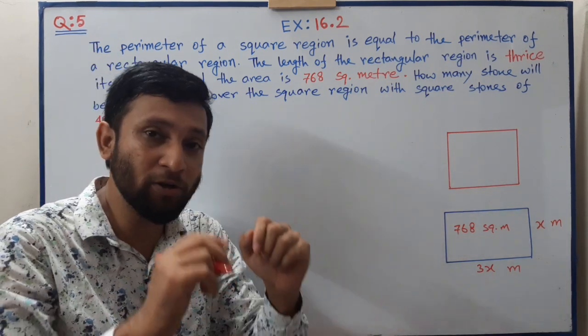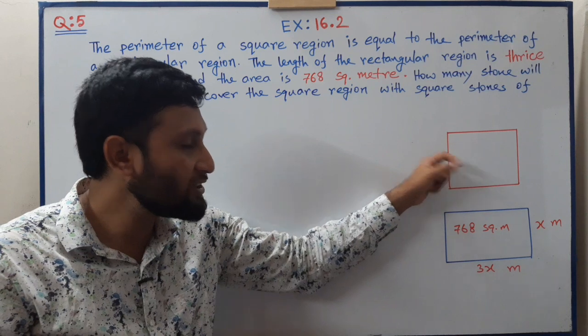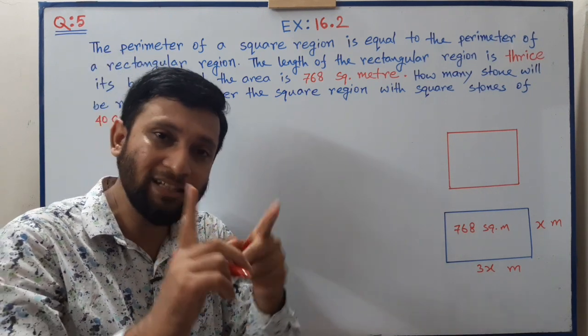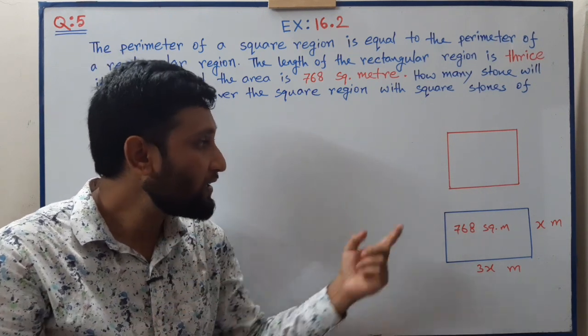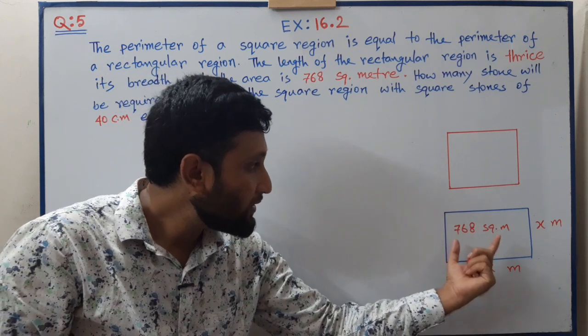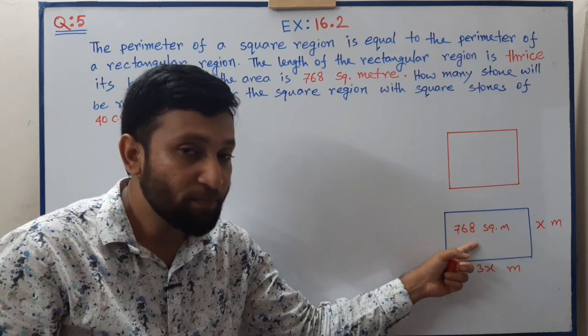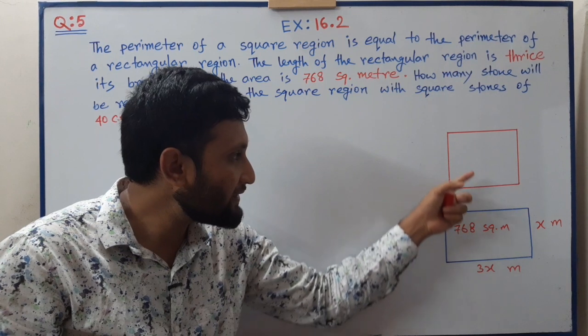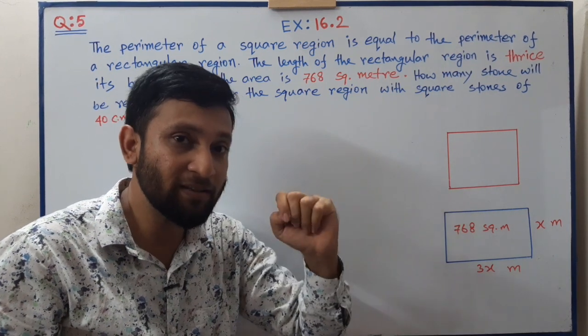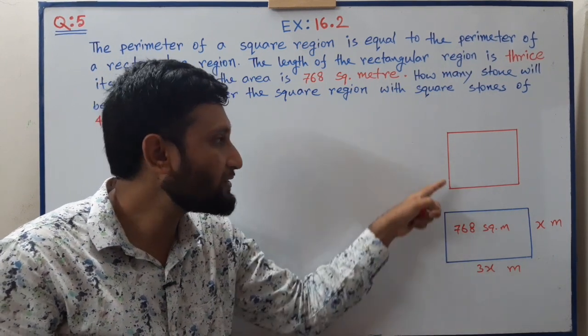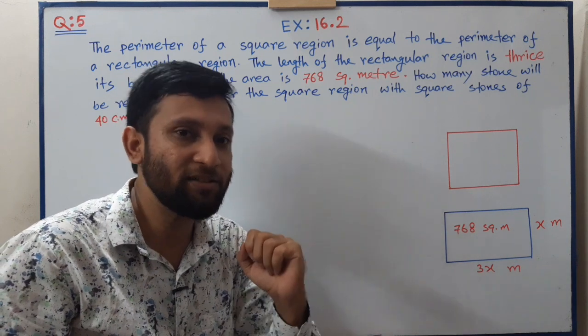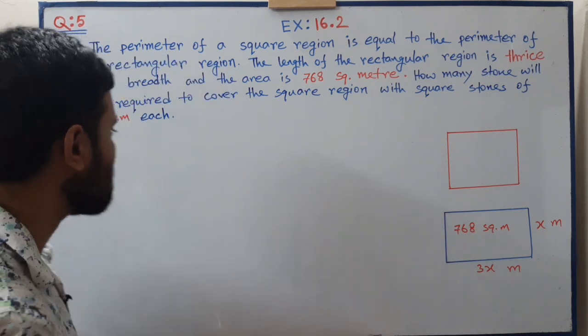That means at first we have to identify the area of this square, then we can easily find the number of stone. And if we apply the condition that the perimeter of this rectangle and the perimeter of this square are equal, then we can easily find the one side length of the square. Okay, follow the solution process.